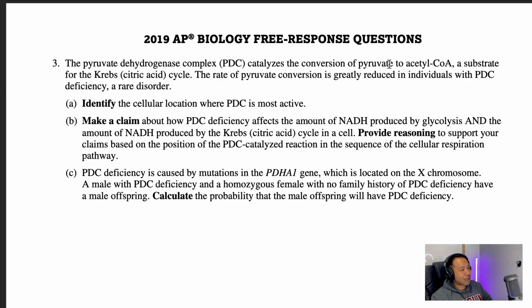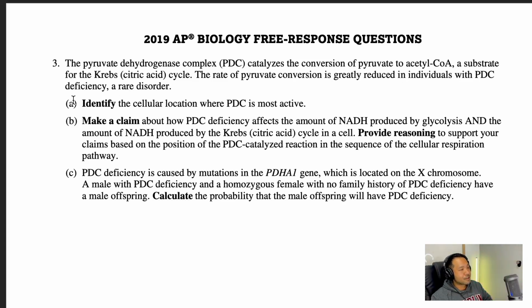Pyruvate is a molecule that is produced at the end of glycolysis, which, as you guys know, happens in the cytoplasm. Pyruvate is imported into the mitochondria via a process called pyruvate oxidation. During that process, a carbon dioxide falls off of a pyruvate molecule, coenzyme A takes its place, and you get acetyl-CoA.